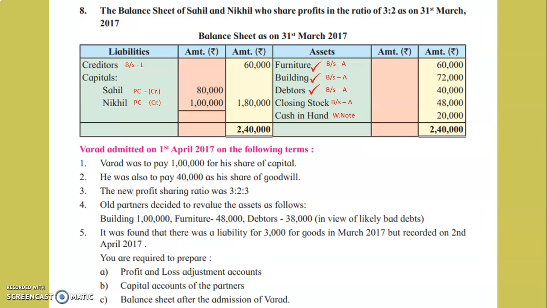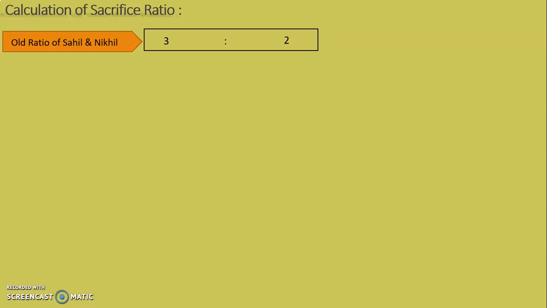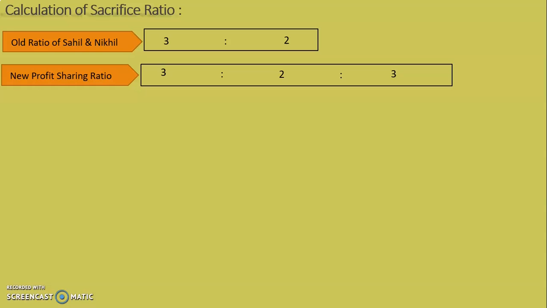The second adjustment, he was also to pay 40,000 as his share of goodwill. Now here the new partner is bringing goodwill in cash. It has to be credited to the old partners in sacrificing ratio. So we have to calculate the sacrificing ratio here. The new profit sharing ratio is given as 3:2:3. Old ratio of Sahil and Nikhil 3:2. New profit sharing ratio as given in the adjustment 3:2:3.